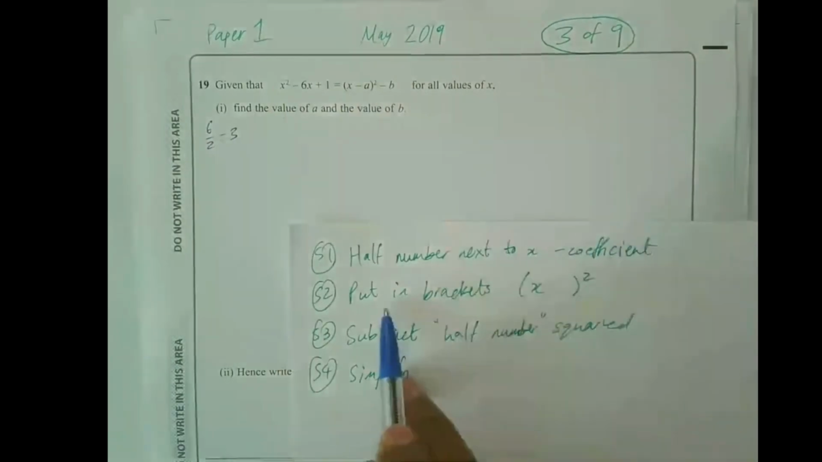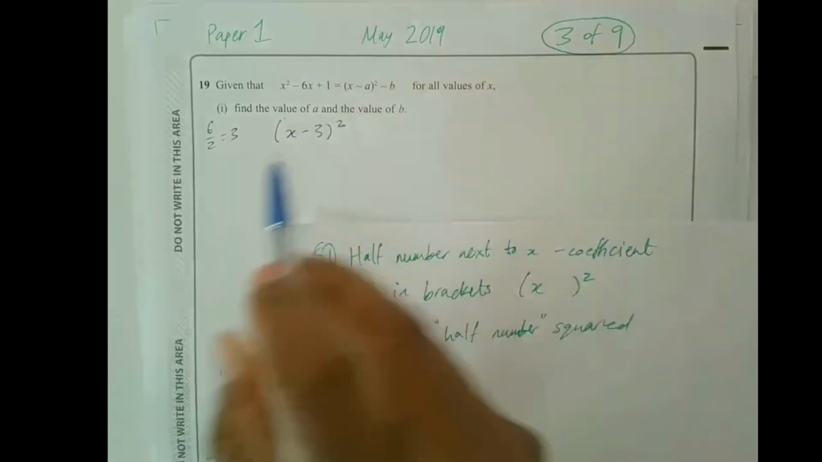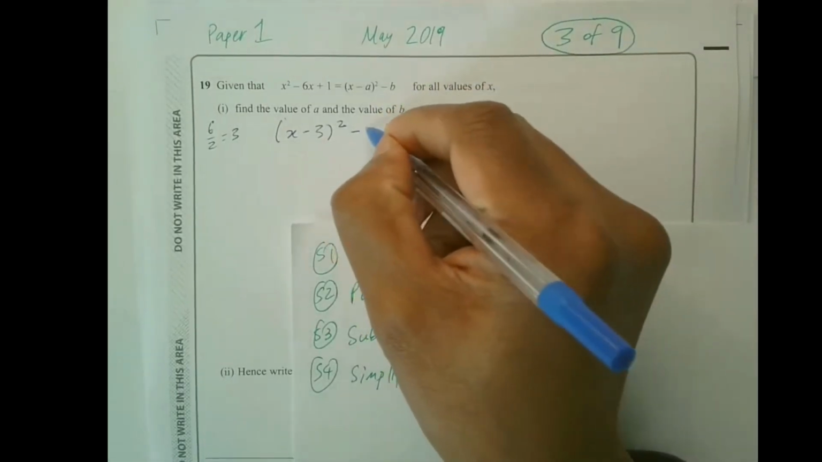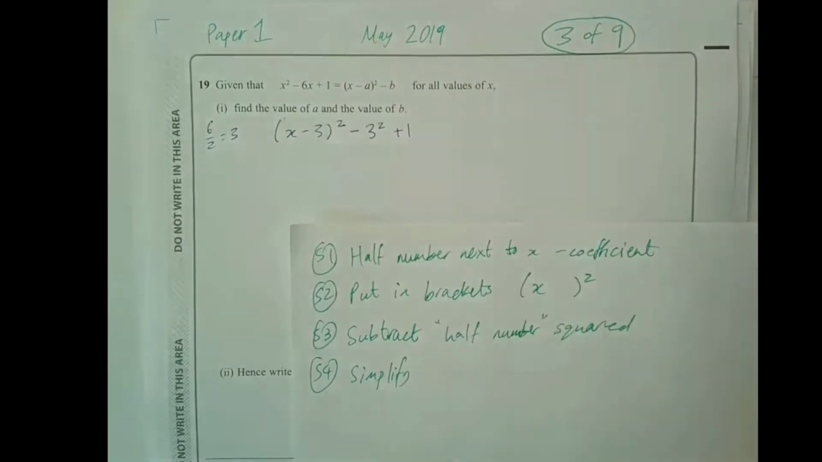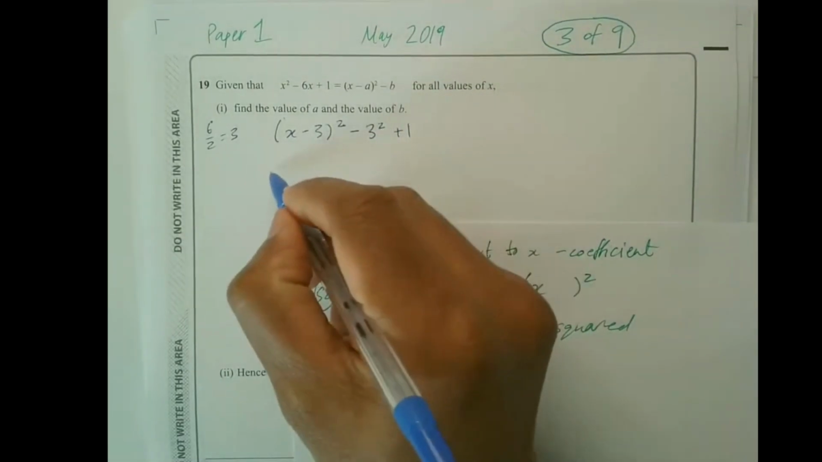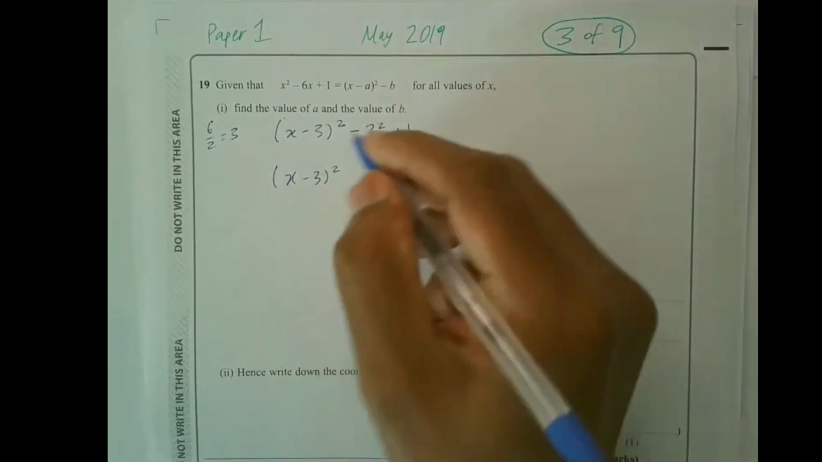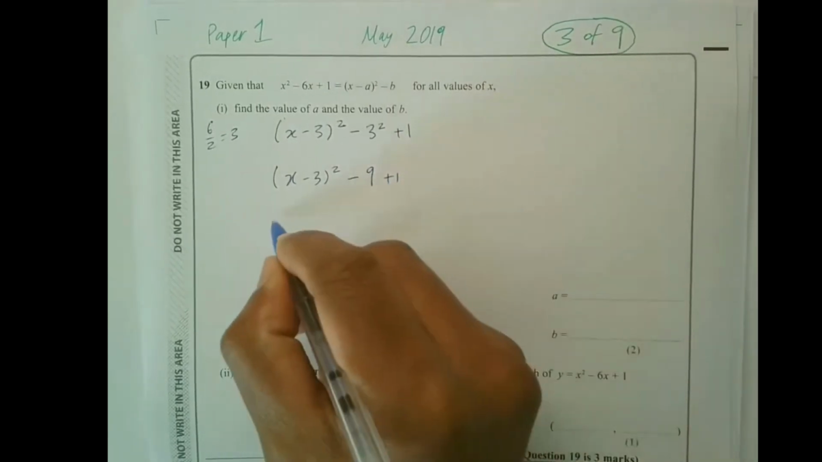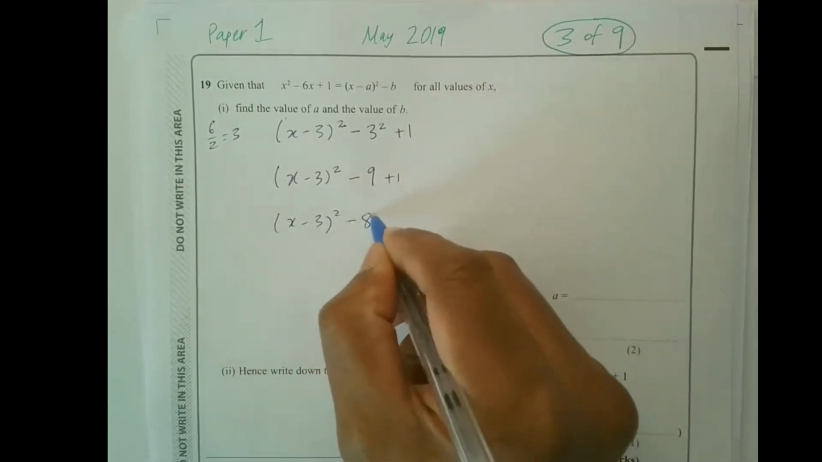Now step 2, I put it in brackets: x minus 3 all squared. That gives me a method mark, by the way. Step 3, I subtract that half number, so take away 3 squared, and then continue simplifying. So x take away 3 all squared, take away 3 squared is 9, plus 1. x take away 3 all squared, minus 9 plus 1 is minus 8.